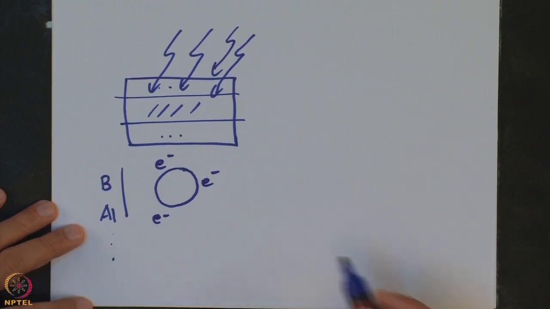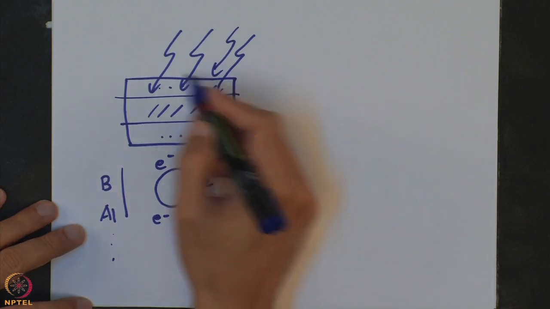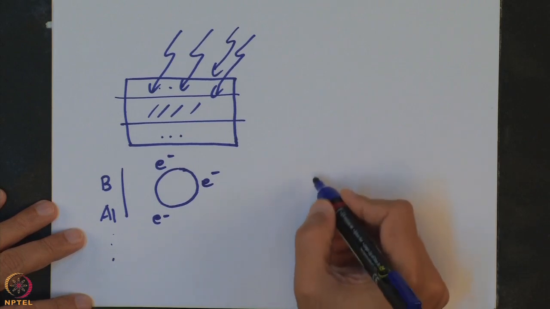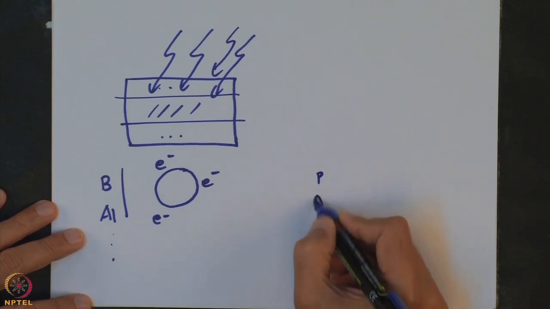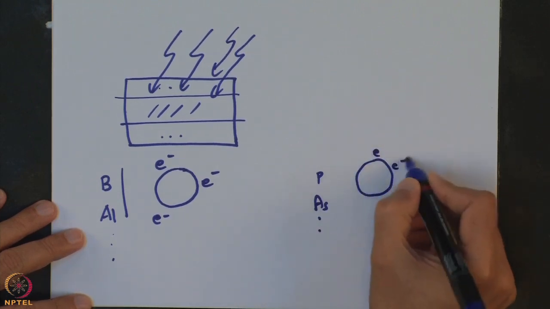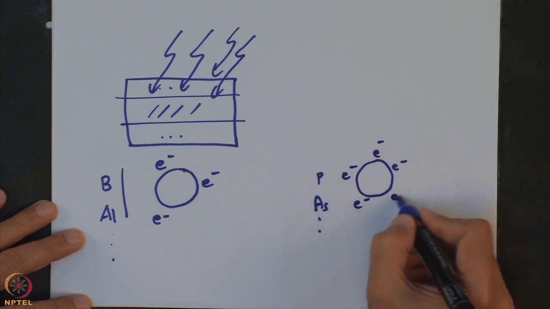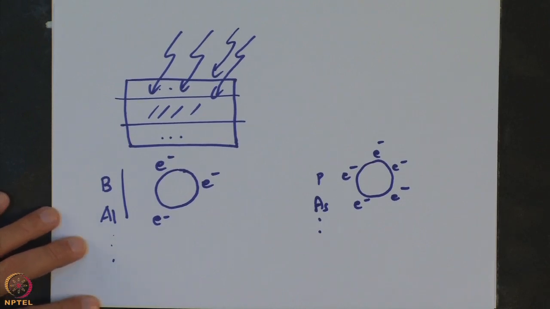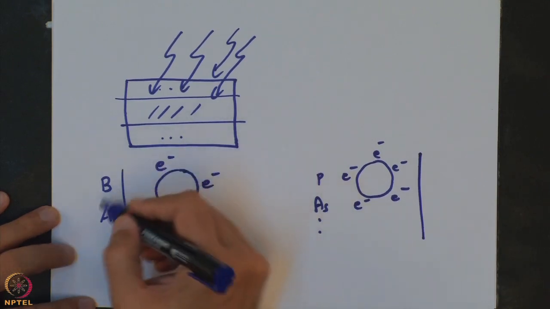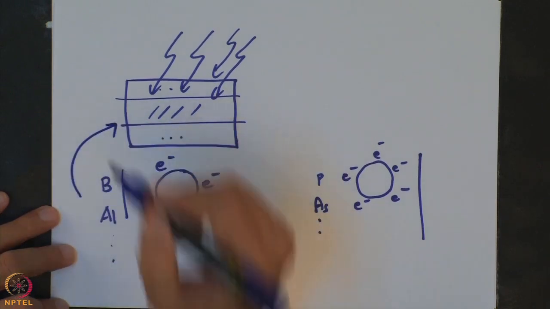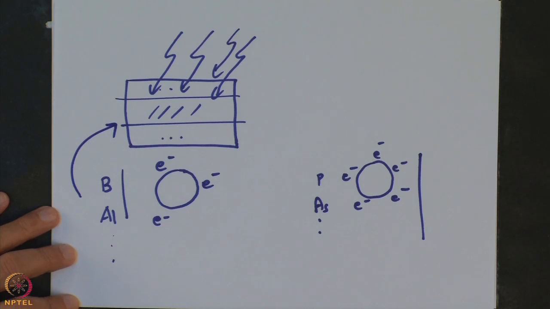And if you bombard this material with pentavalent impurities, pentavalent meaning something like phosphorus and arsenic and so on, these have 5 electrons in their outermost shell. Okay? So, let us say this is the situation. Now, what happens when we bombard these trivalent impurities on this sample? Let us see that.